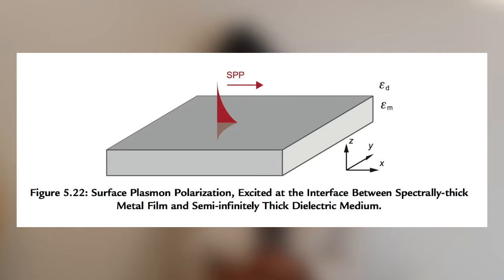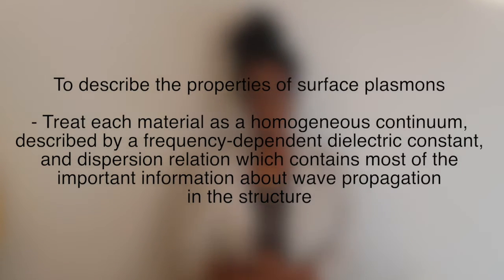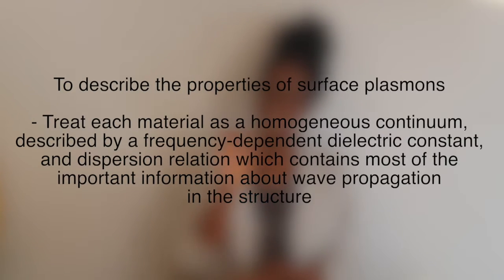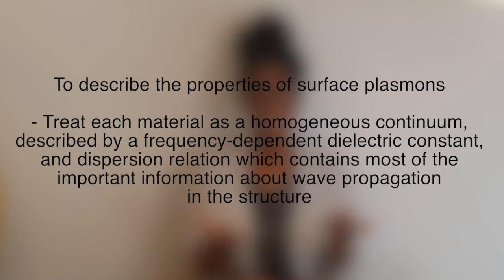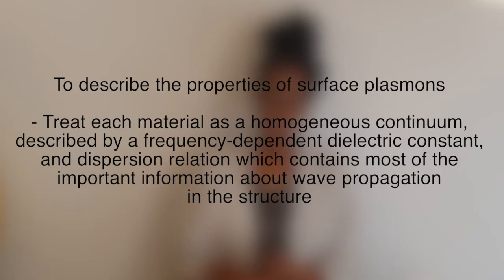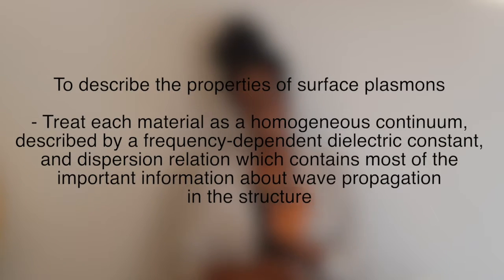Now, in surface plasmon resonance sensors, surface electromagnetic waves that propagate in a direction parallel to the metal are called surface plasmon polaritons. Since they propagate along the interface as a wave, they're sometimes called surface plasmon waves. To describe the properties of surface plasmons, we use an intuitive approach and treat each material as a homogeneous continuum, described by a frequency-dependent dielectric constant and a dispersion relation, which contains most of the important information about the wave propagation in the structure.